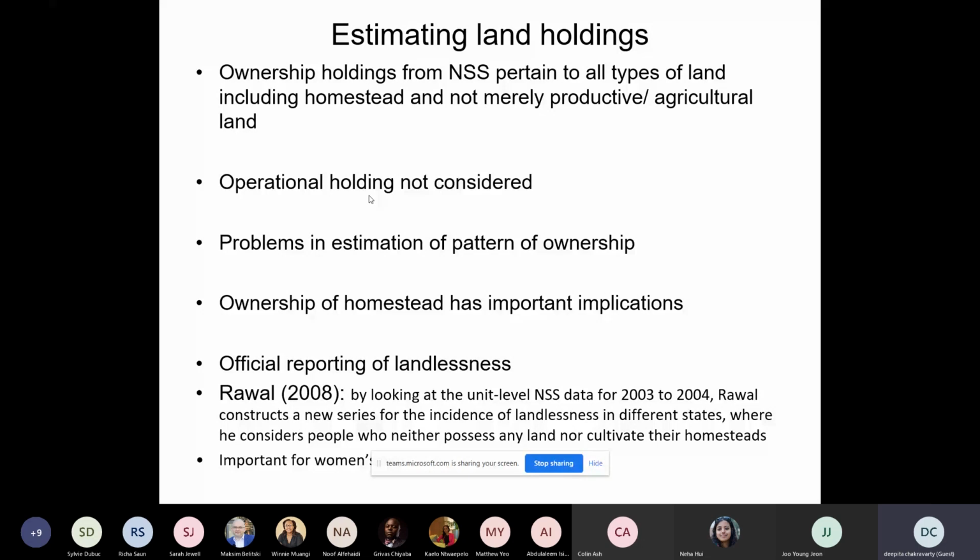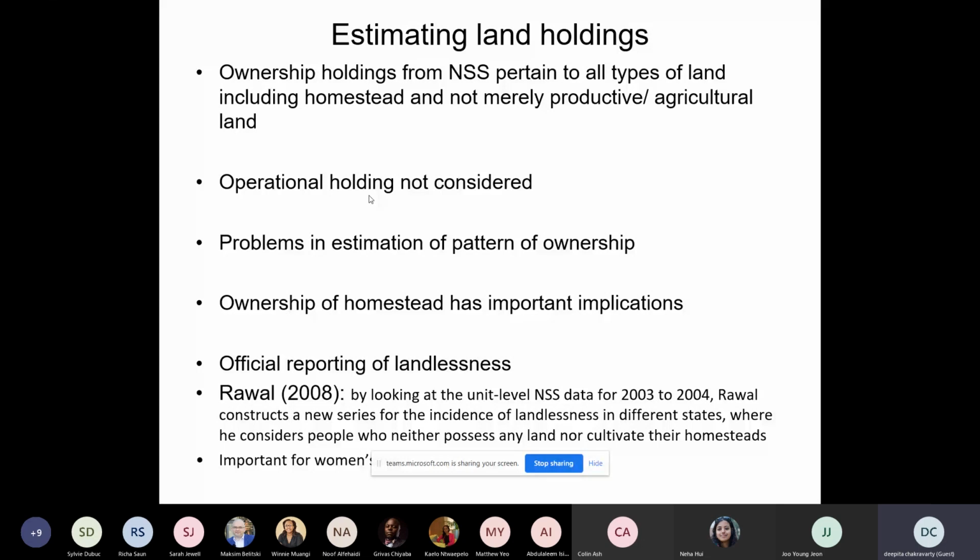Okay. So there are two types of landholding pattern that we get from this source. One is the ownership holding, the other is the operational holding. Now, ownership holding actually includes all kinds of land. That also includes the homestead land. That means whether a person is cultivating on her homestead land or not, it really doesn't matter. Under ownership holding, this will be included. But operational holding is that plot of land where some cultivation is taking place.